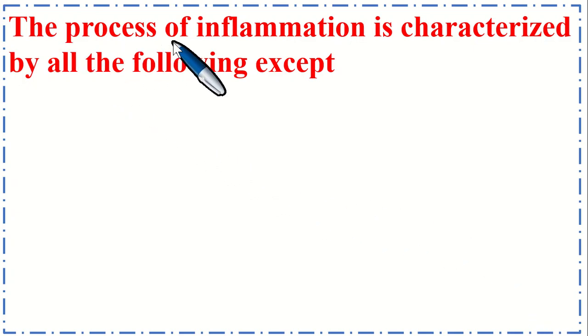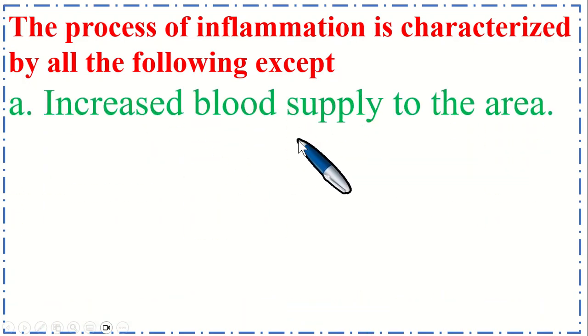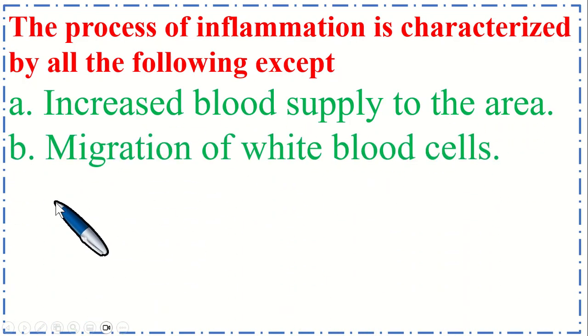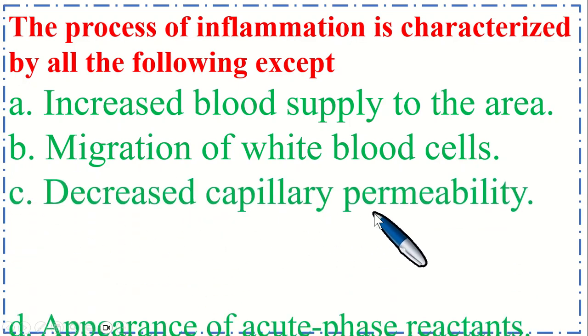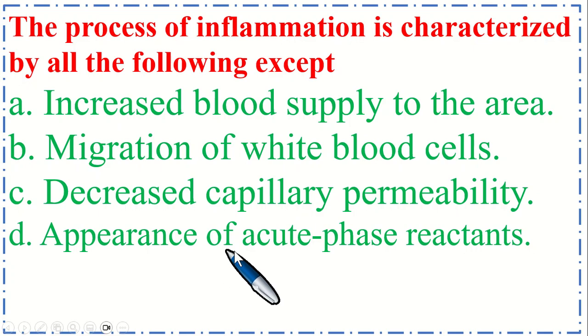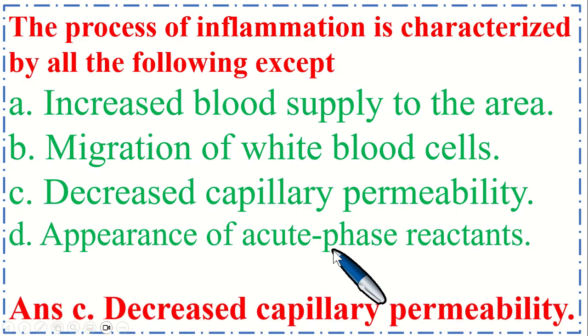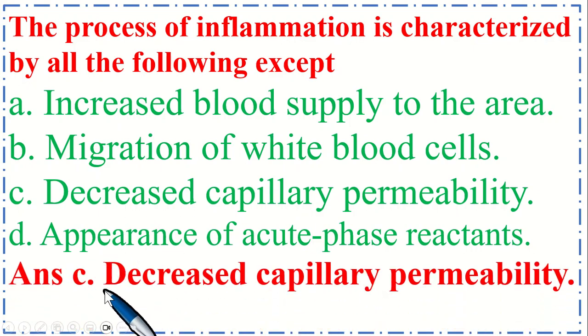The process of inflammation is characterized by all of the following except: option A, increased blood supply to the area. B, migration of white blood cells. C, decreased capillary permeability. And option D, appearance of acute phase reactants. So the correct option is C, decreased capillary permeability.